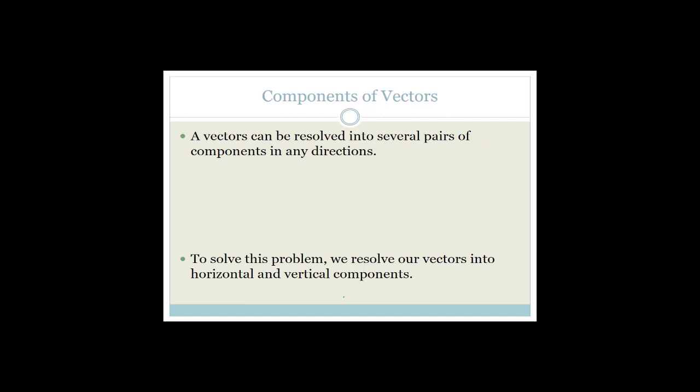Vectors can be resolved into several pairs of components in any directions. So for example, we could take our vector A and break it into a pair of components like that, or a pair of components like that, or we could even draw another one that goes straight across like this and then vertically up as well. To solve any problem, instead of doing that, we always just use the horizontal and vertical components.